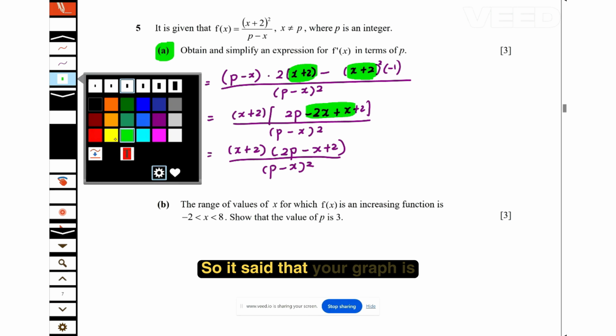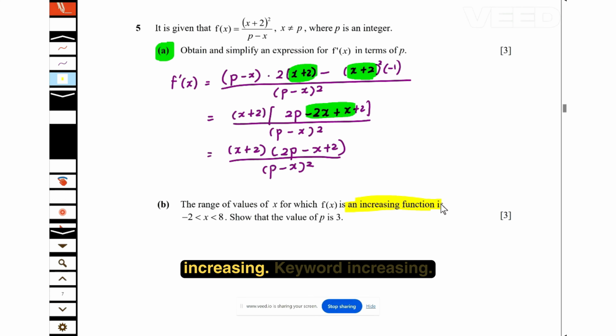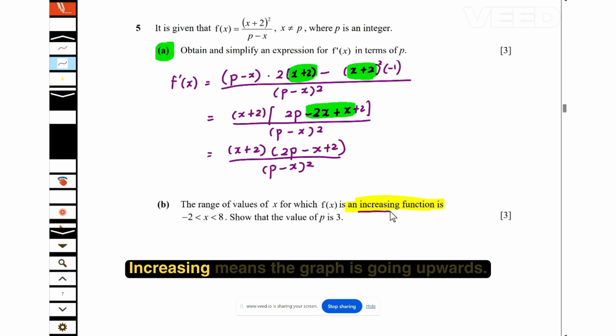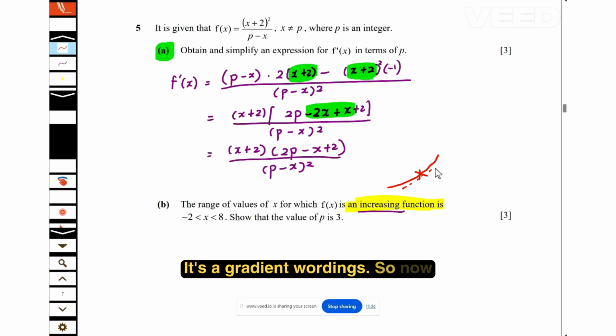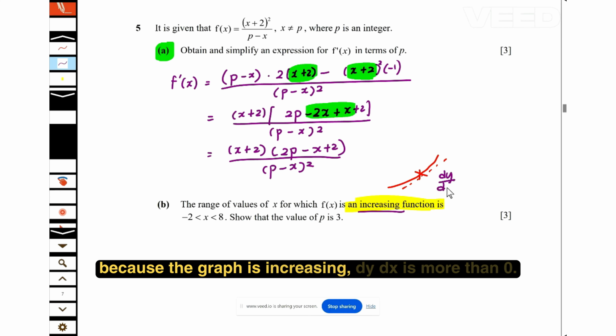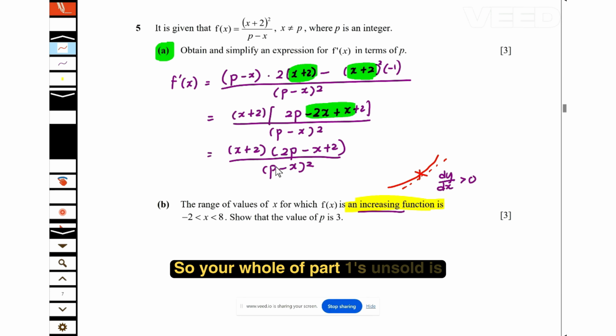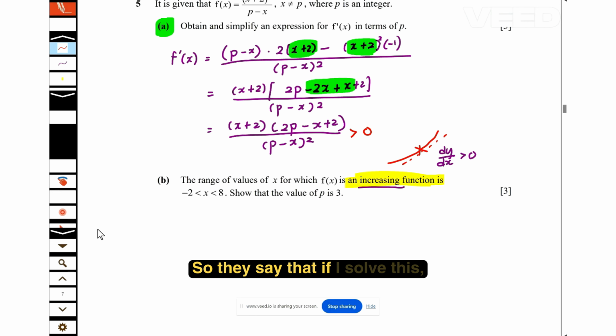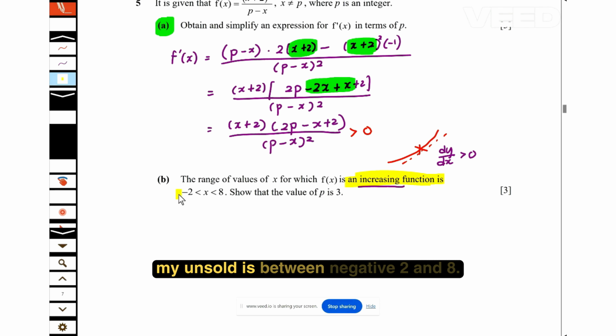So it's said that your graph is increasing. Keyword increasing. Increasing means the graph is going upwards. It's a gradient wordings. So now your dy dx, because the graph is increasing, dy dx is more than 0. So your whole of part 1's answer is actually more than 0. So they say that if I solve this, my answer is between negative 2 and 8.